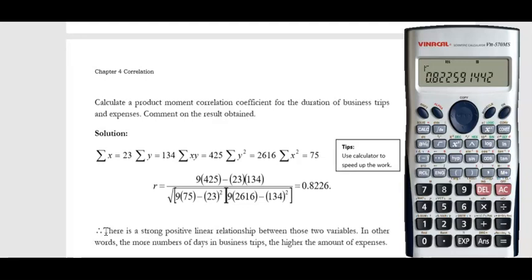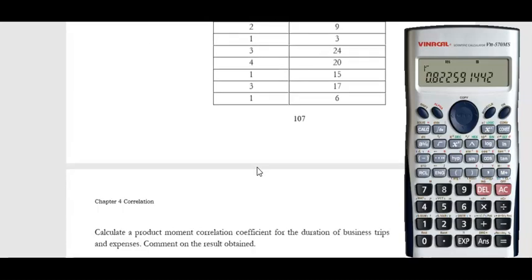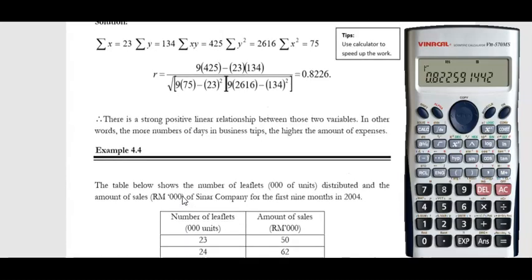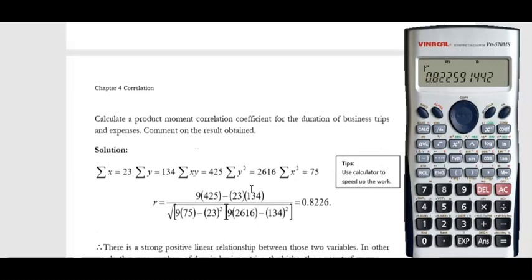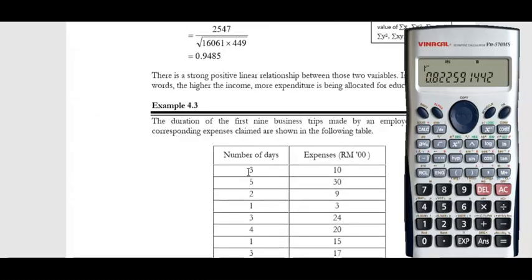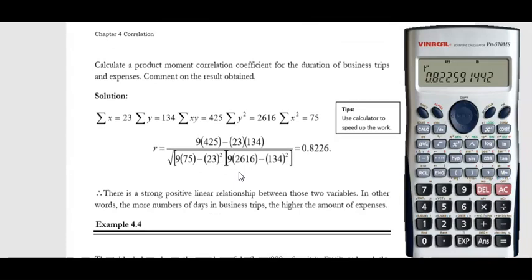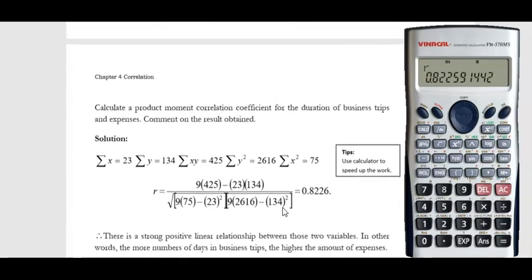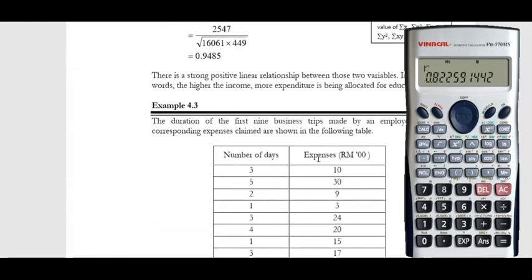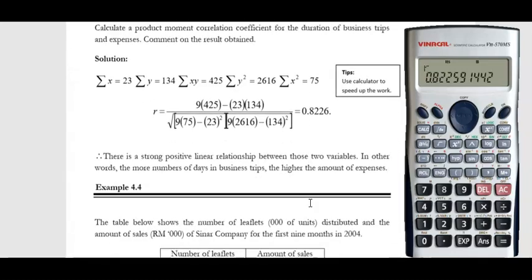Then you interpret as there is a strong positive linear relationship between two variables. You can replace the two variables with this one. There is a strong positive linear relationship between number of days and expenses. Alright, so you can change this one to between the number of days and expenses.